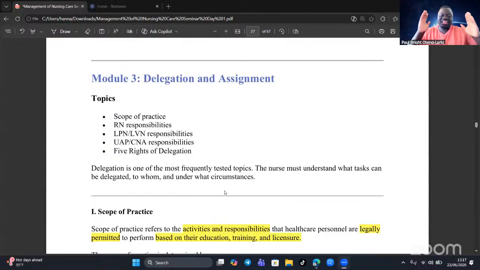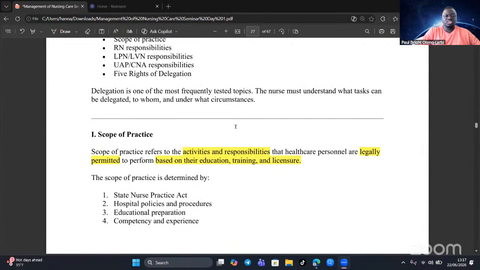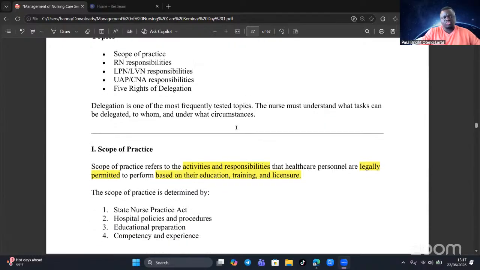The nurse as a manager of care has come to a point that she has to delegate. How should the nurse delegate? Plenty of patients, plenty of tasks. Which one goes to the nurse? Which one goes to the LPN? Let me show you the quick formulas, but then we leave here. Tomorrow we continue. We know delegation is one of the topics that we test.